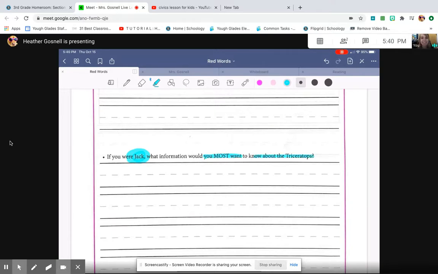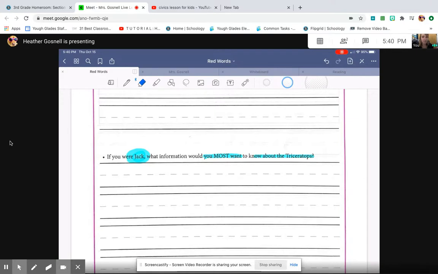Now, it's not asking what you would want to know about the Triceratops. It's asking about what Jack, if you were Jack, what information would you most want to know about the Triceratops? Use your text to support your answer. Now, I'm going to tell you some things here. Jack and Annie were really, really concerned about getting eaten, okay?